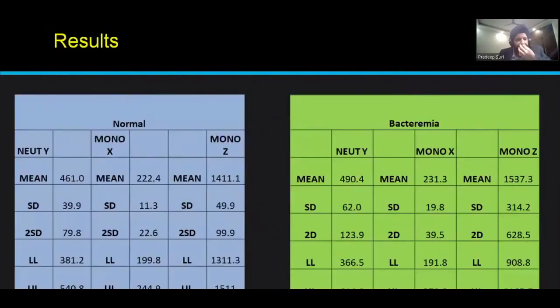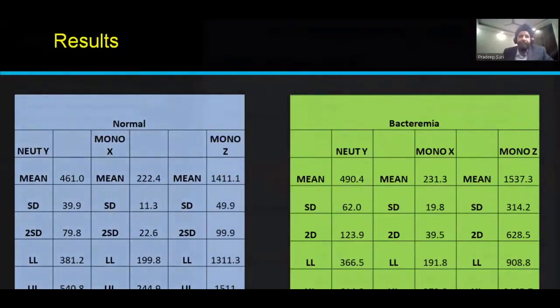So these are some of the results in the normal versus the bacteremia group. As you look at both MONO-X and MONO-Z, there is not much difference in the mean in the normal and the bacteremia group. But when you look at NEUT-Y, it shows a significant increase in the bacteremia group compared to the normal subjects. This difference was even further enhanced when we tried to differentiate the bacteremia from the septicemia group.